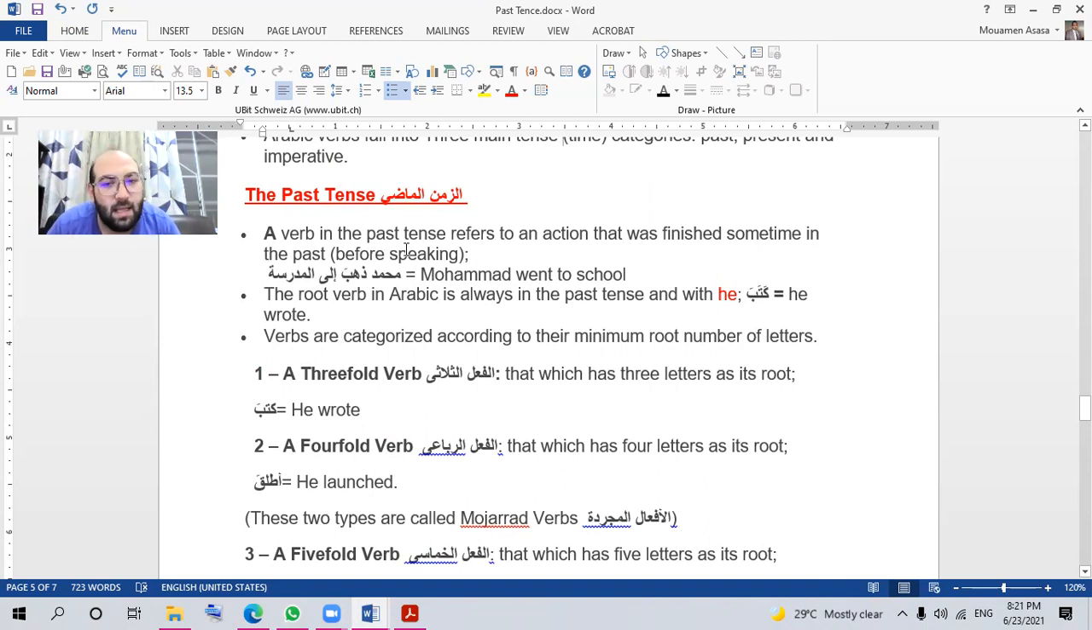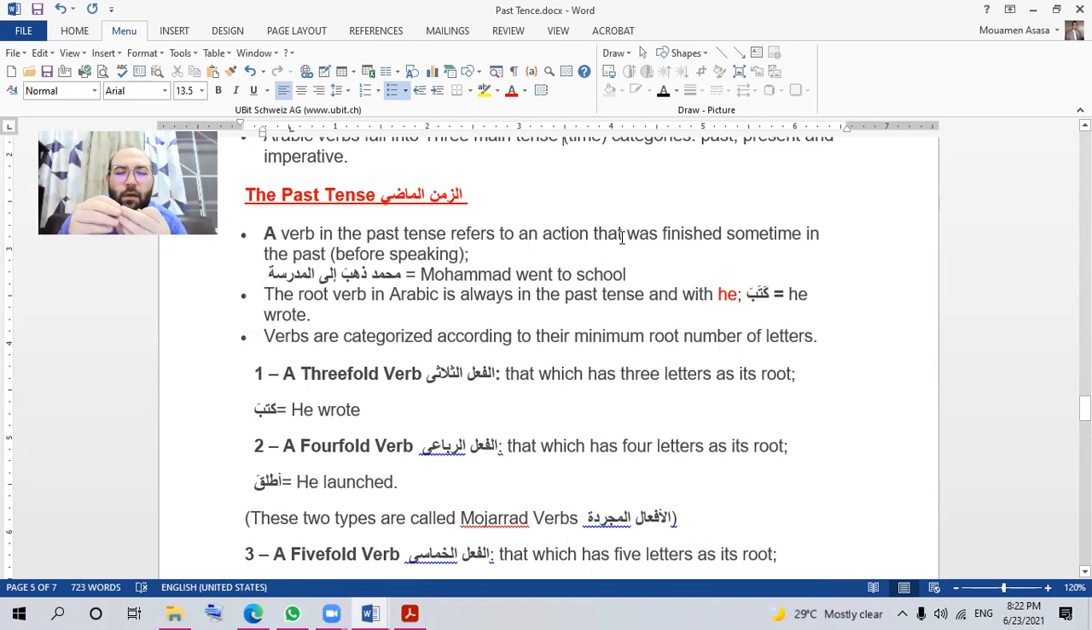But now you will understand it very easily because it's a very easy tense. A verb in the past tense refers to an action that was finished sometime in the past. Past continuous and past simple in English are equal to the past in Arabic. We don't have past simple, past continuous, and past perfect in Arabic. All of these three tenses in English equal one tense in Arabic, named the past. And these three, past perfect, past simple, past continuous, we refer to by an additional word inside the sentence.